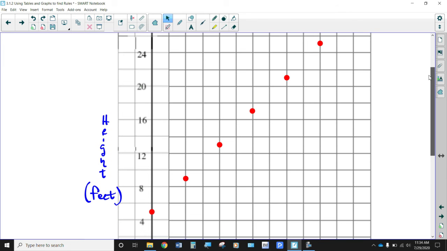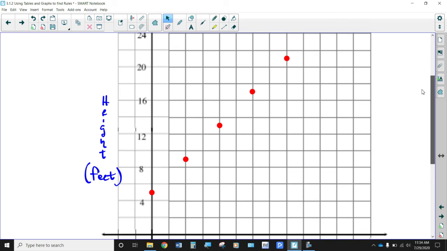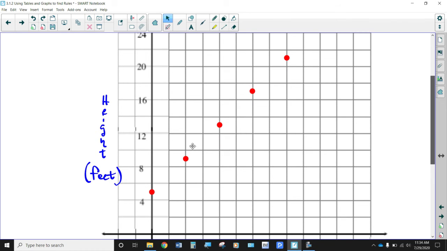Do you notice something about the graph? It forms a straight line, right? Now, I want to show you something about graphs. One of the reasons why it's so important to graph multiple points, not just 2 or 3 of them, is that sometimes you get points in the wrong spot, like this one right there.